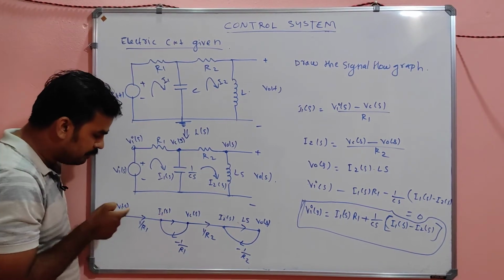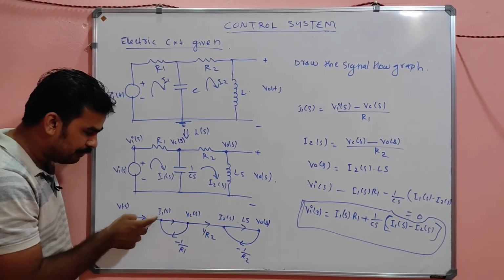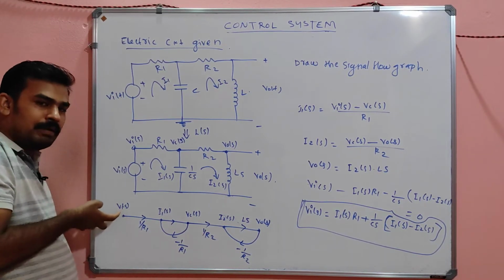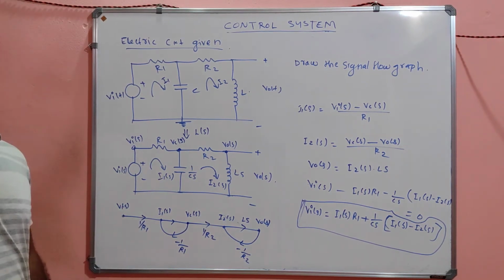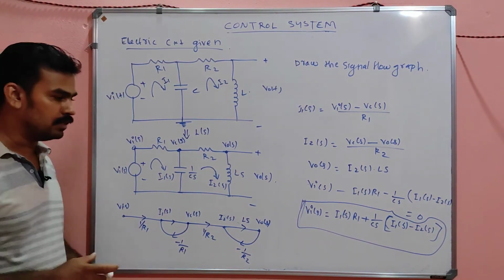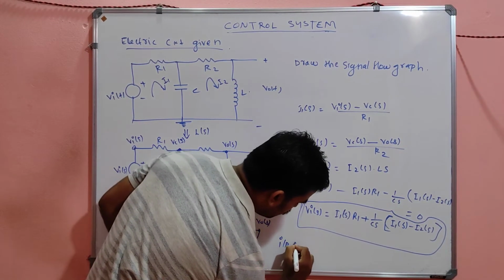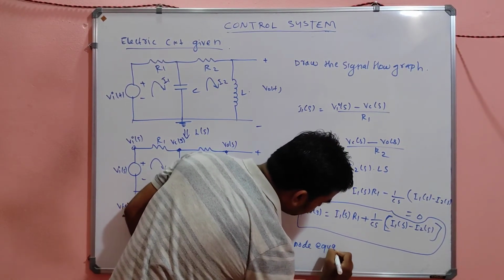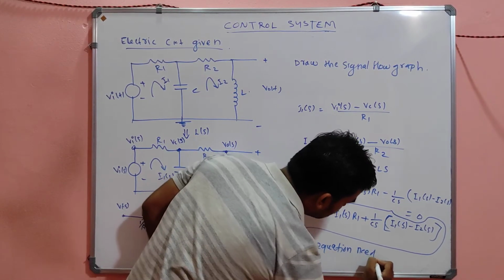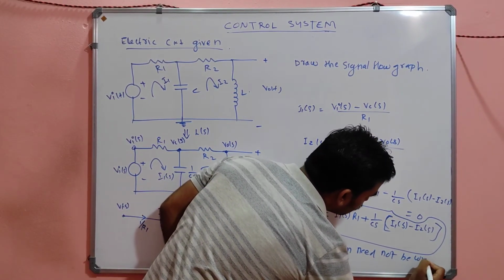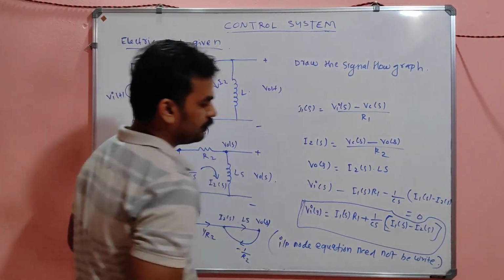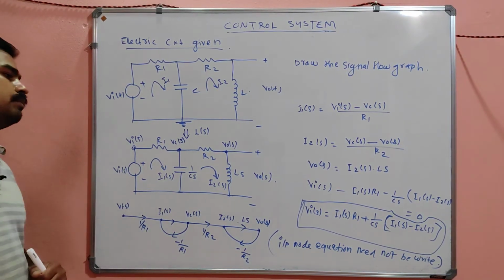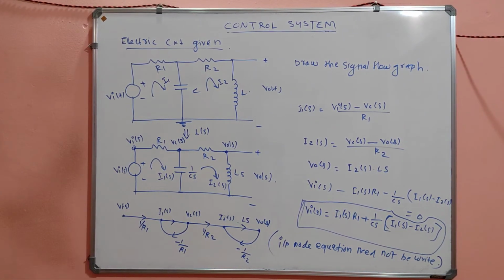Then for this V1 of s, what happened? I1 of s into R1 will happen, so it will be a loop like this into R1. That is the reverse process. So the input node equation need not be written or considered. This is a very important point. No input node equation. So now you got the signal flow graph for the corresponding electrical network.